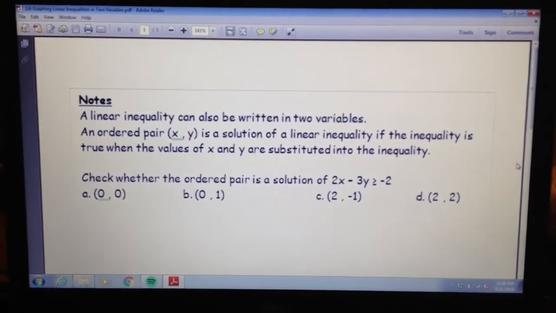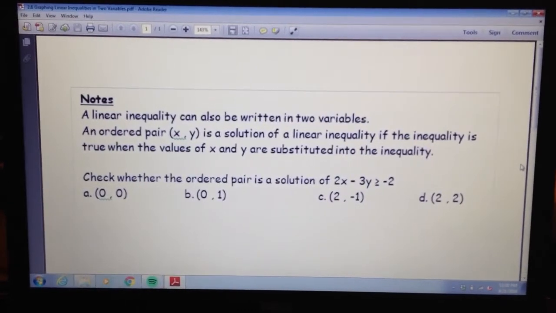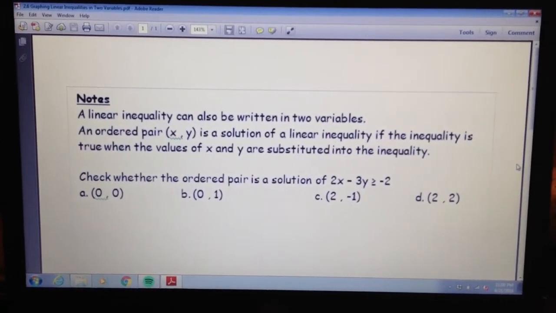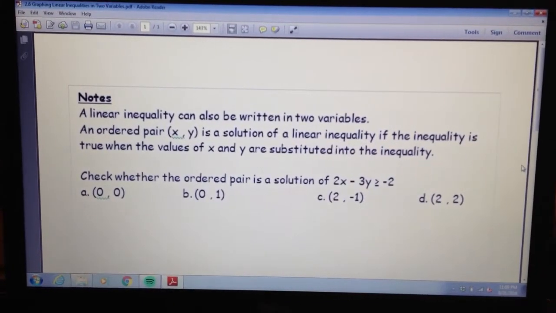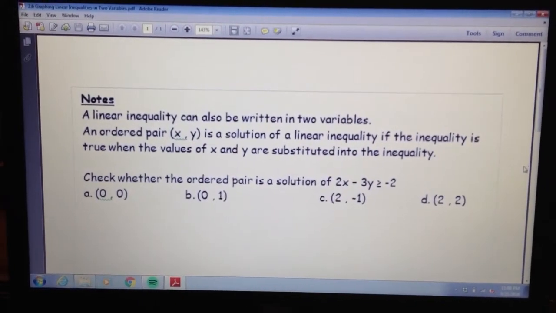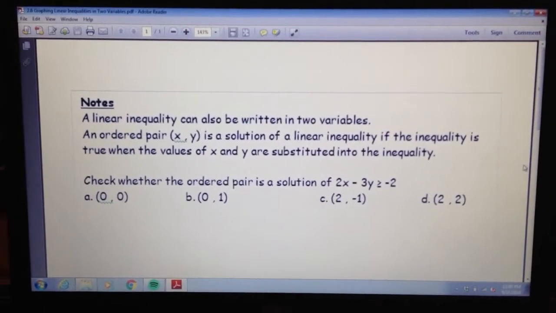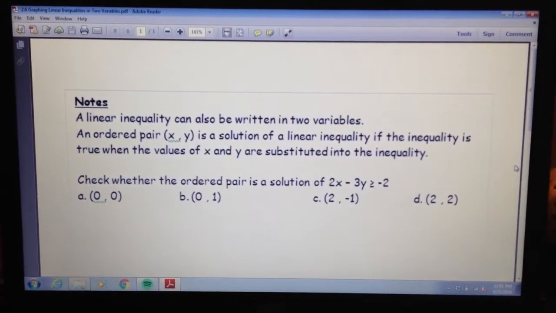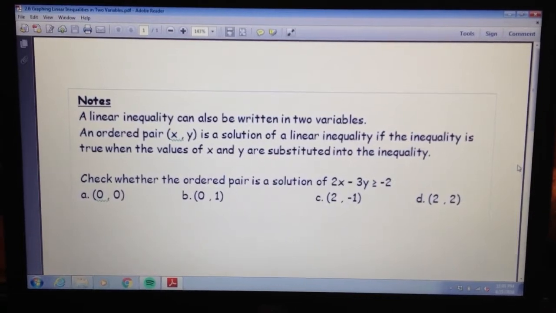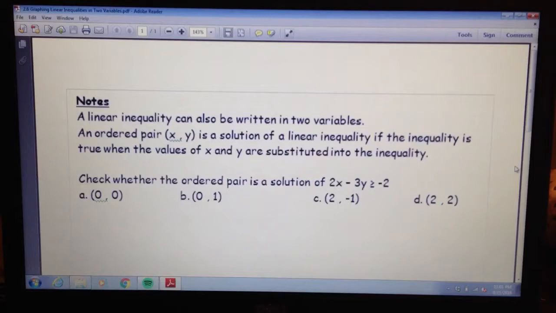Okay, so in this lesson what we're going to take a look at is a linear inequality that is also written in two variables. Just like a linear equation, we can have a linear inequality that has two variables, x and y. Also, just like a linear equation, an ordered pair, x and y, is a solution of a linear inequality if the inequality is true when the values for x and y are substituted into the inequality.